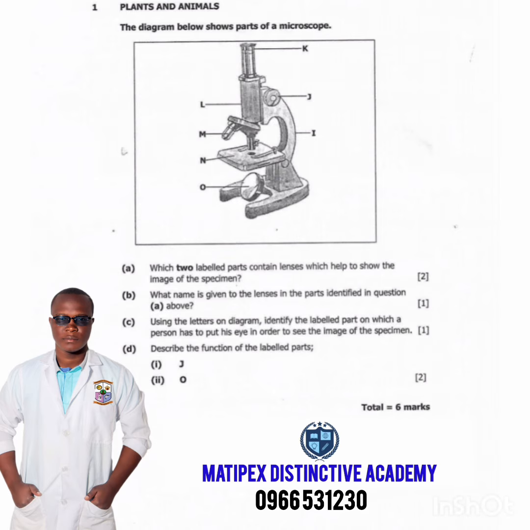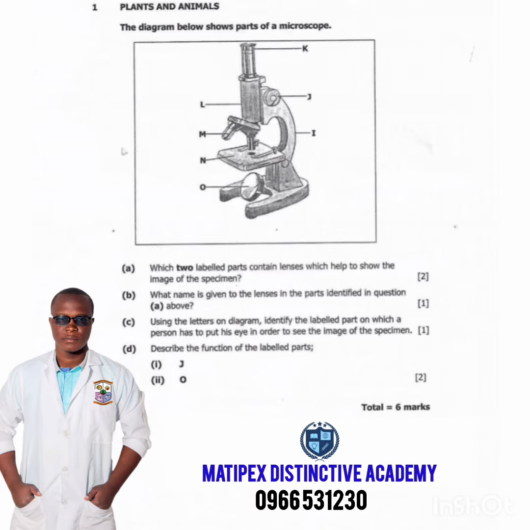Okay, let's look at C. Using the letters on the diagram, identify the part on which a person has to put his or her eye in order to see the image of the specimen. So you as a viewer or observer, where are you supposed to put your eye? The eye should be put on K, which is the eyepiece. The function of the eyepiece is where the observer puts his or her eye. So the answer is K, eyepiece.